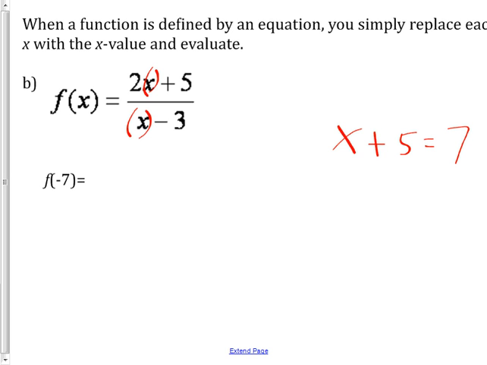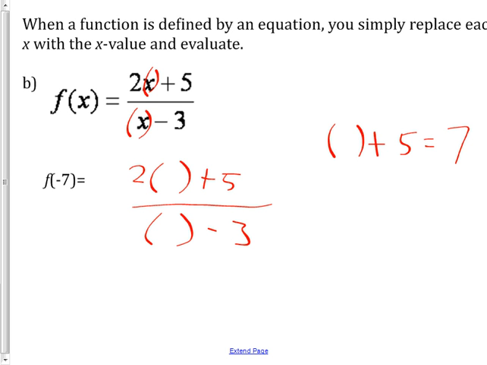I really wish at that moment they would have started using this, an empty parenthesis. Because that's what you should be using. Anytime you see an x, you should say empty parentheses. Let me show you what I mean. You should rewrite this thing as 2 empty parentheses plus 5 over empty parentheses minus 3. And it's like a skeleton that's ready for you to pop in the right number. There we go. Stick in the -7, and now you'll get the right answer.